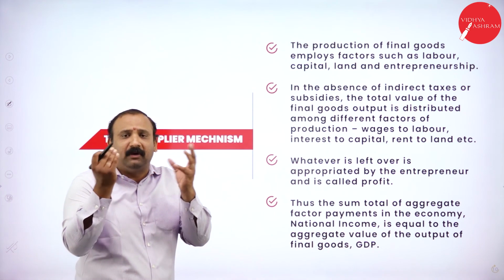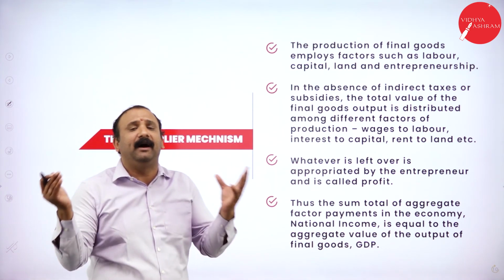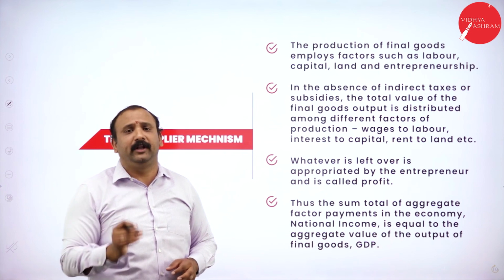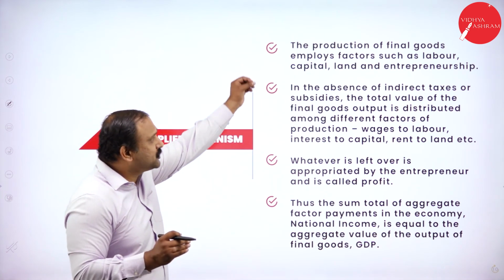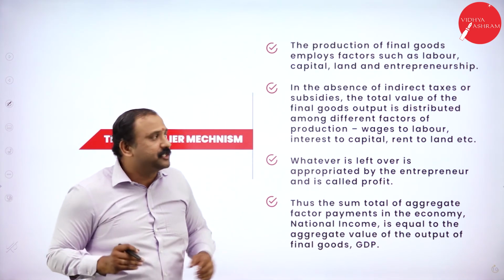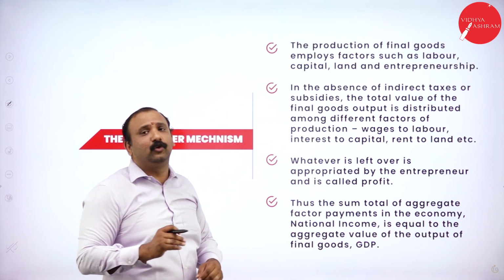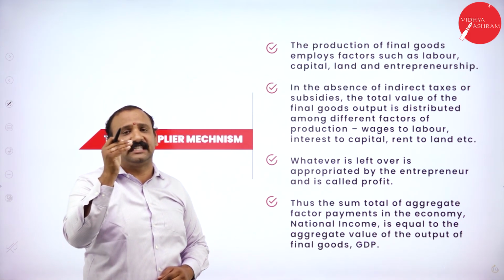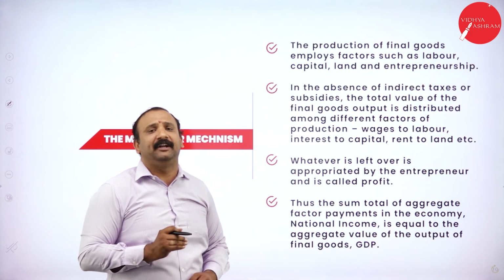Now, moving forward, we are also going to talk about the multiplier mechanism. So how can things multiply in the economy? Is there any magic formula for it? Absolutely not. The multiplier happens because of these final situations. That is, the production of final goods employs factors such as land, labor, capital and entrepreneurship.